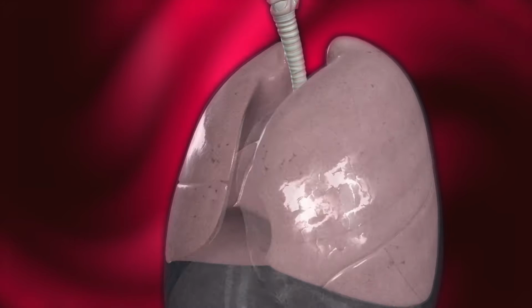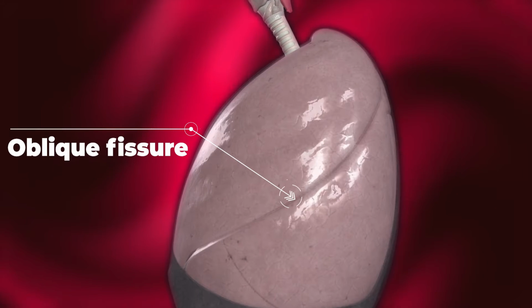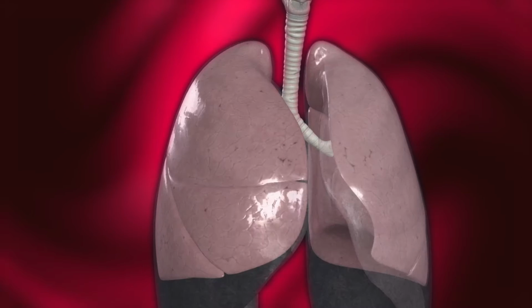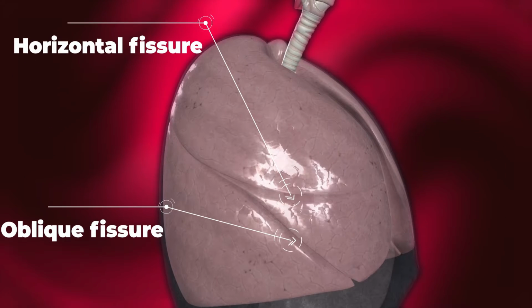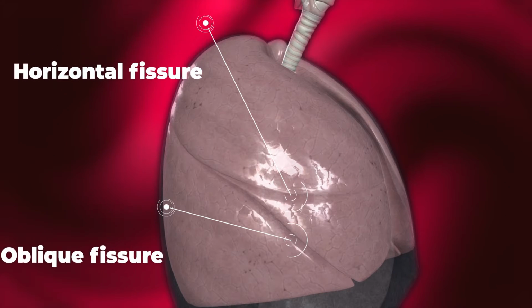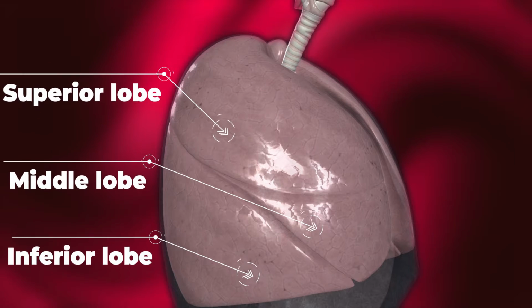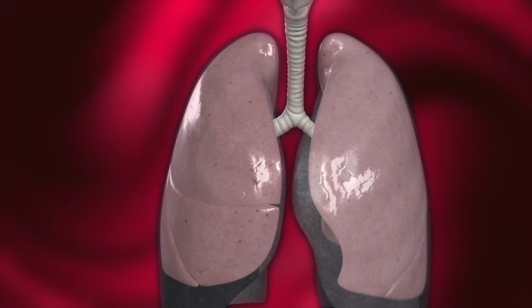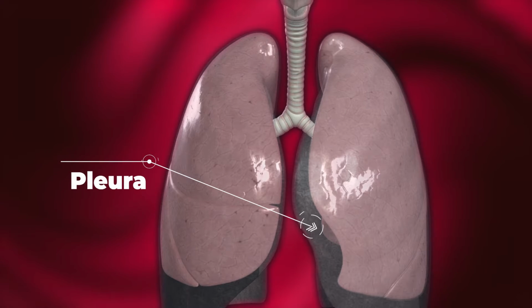The left lung has an oblique fissure which divides it into the superior and the inferior lobe. The right lung also has the oblique fissure but also a horizontal fissure, which together divide it into the superior, middle, and the inferior lobe. Both the lungs are covered by double-layered connective tissue known as pleura.